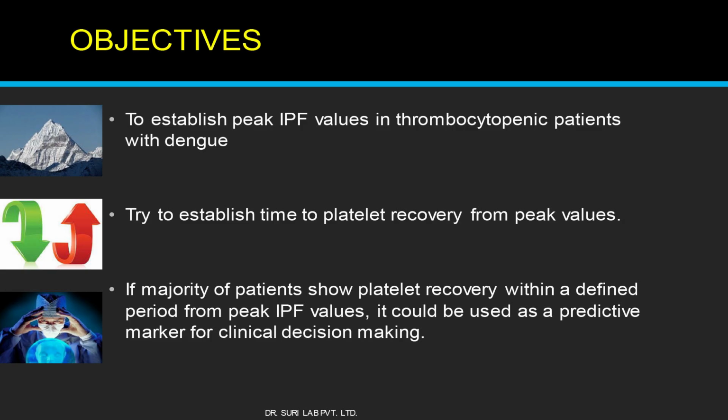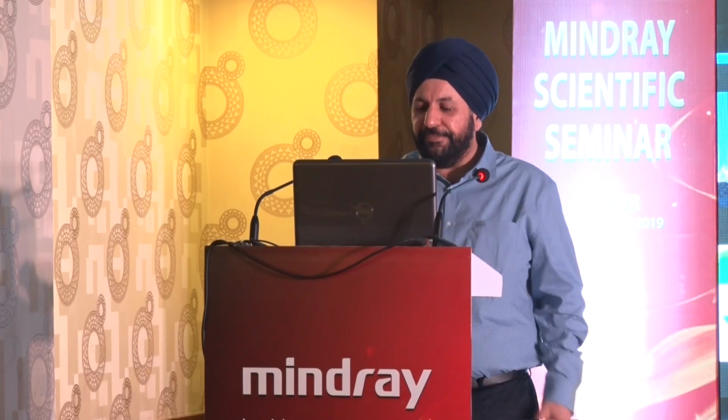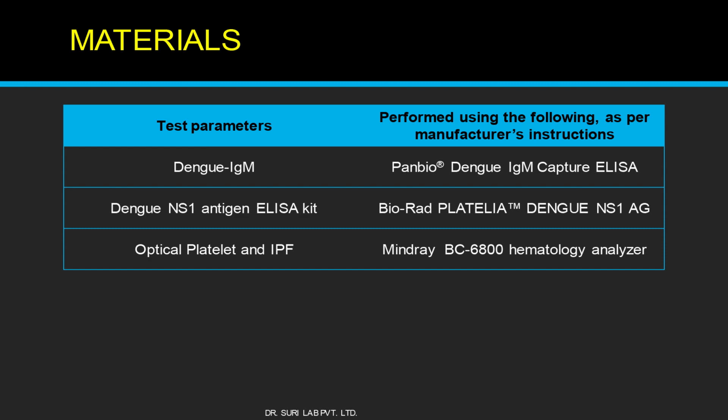The objective was that we wanted to establish peak IPF values in thrombocytopenic dengue patients. We then wanted to establish time to platelet recovery from these peak values for each one of these patients. And if the majority of patients showed platelet recovery within a defined period, we could use that as a predictive marker. We used dengue IgM and NS1 kits from PanBio and Biorad, which were both US FDA approved kits, and optical platelets and IPF we computed on the Mindray BC6800 hematology analyzer.